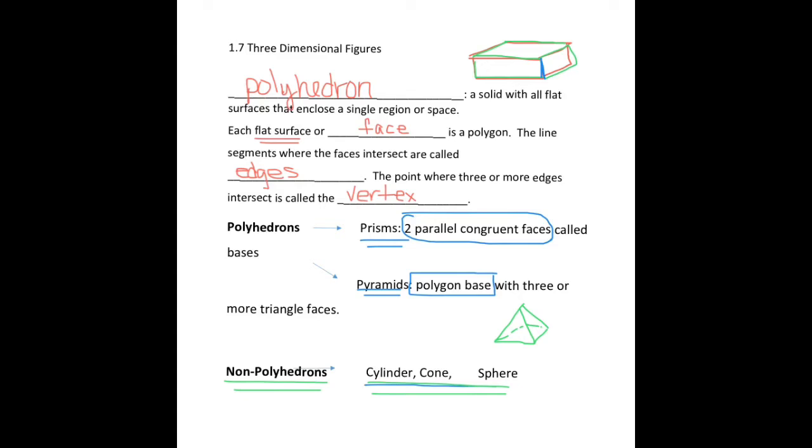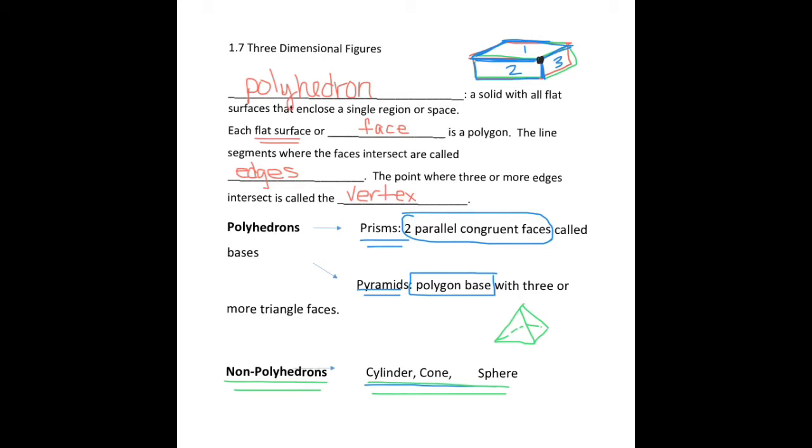An edge is this. It's a line segment. So an edge is actually a line segment where two of the faces meet, right? So that makes sense. And then where three faces meet, so here I have one face, two faces, three faces. Where three faces meet is a vertex. Okay? So all three edges meet at one point called a vertex.